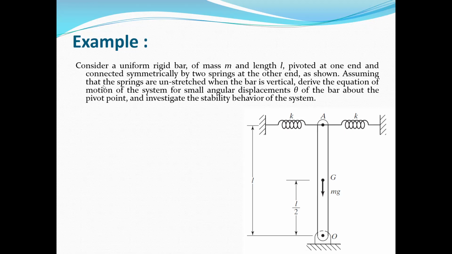Okay. Consider a uniform rigid bar of mass m and length L, pivoted at one end and connected symmetrically by two springs at the other end, as shown in this figure. Assuming that the springs are unstretched when the bar is vertical, derive the equation of motion of the system for a small angular displacement theta of the bar about the pivot point, and investigate the stability behavior of the system. So first we need to extract the equation of motion.